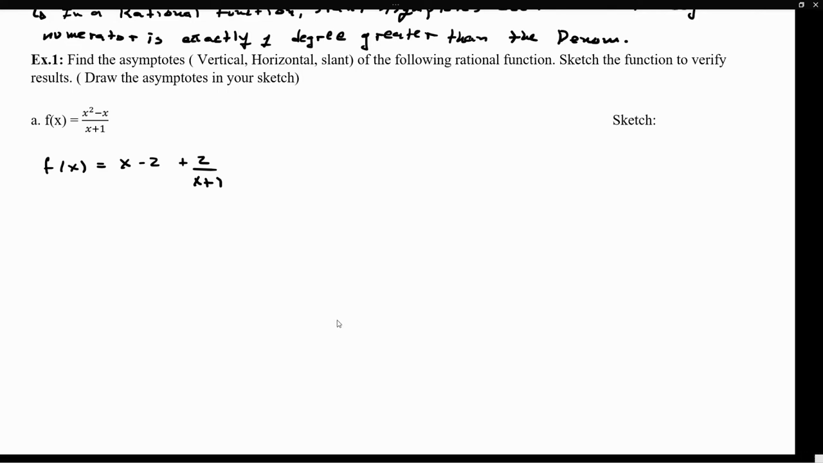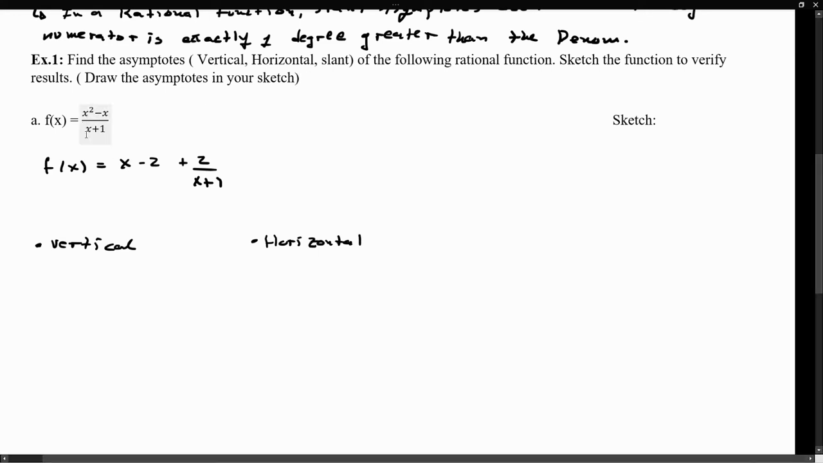Now, to have a better picture about the graph of this rational function, let's start by defining the vertical and the horizontal asymptotes. So for the vertical and for the horizontal, we're going to be using the original rational, which is x squared minus x over x plus 1.